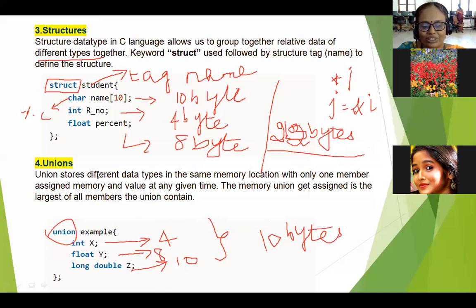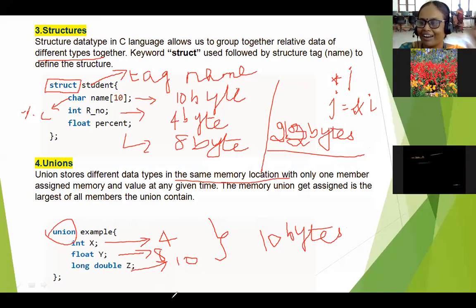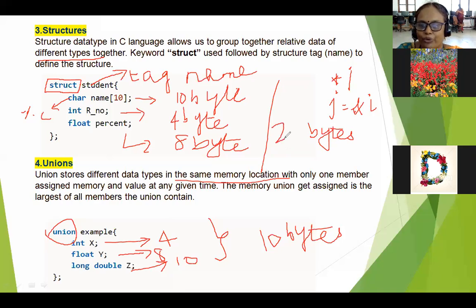So union stores different data types in the same memory location. It will totally allocate 10 bytes. There, overlapping will happen, which is one of the disadvantages. But you see, the same structure requires 22 bytes, but when you go with union, I require only 10 bytes. But just understand that structure and union can both hold different data types. For structure, I will use the keyword struct, and for union, I will use the keyword union.